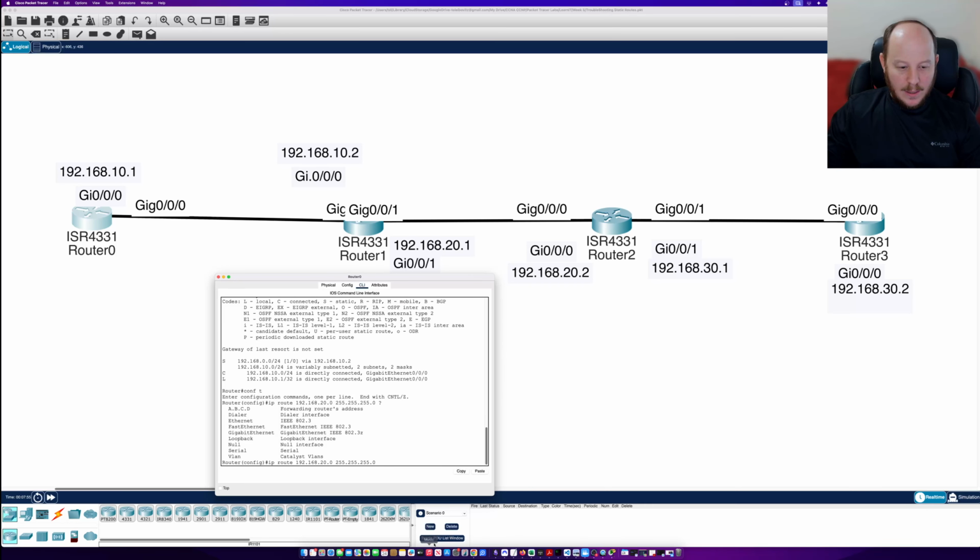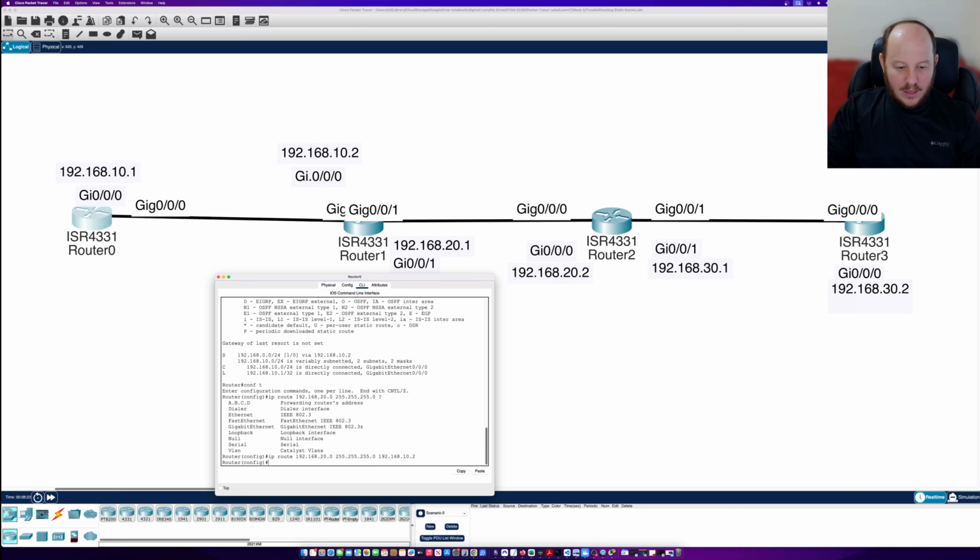You could also give it the exit interface. You can give it either the IP address or an exit interface. I prefer the IP address, and from what I understand, most people do as well. So we're going to give it the IP address of the next hop. Anytime router 0 wants to communicate outside of its subnet, the only next hop it currently has is 192.168.10.2. So I'm going to apply that.